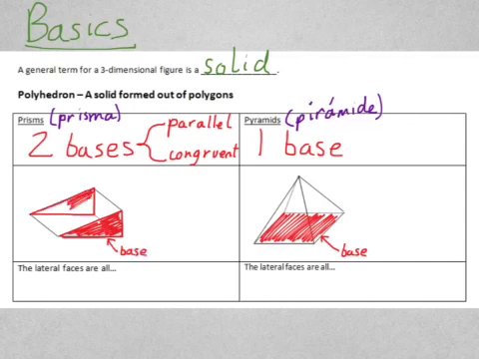Here's one base of the triangular prism, and there's the other. You see how both triangles are congruent. They're both exactly the same size and shape, and they're parallel. They're never going to touch. Now if we're talking Spanish here, base is actually spelled the same in Spanish. You just have to say it different. Base.